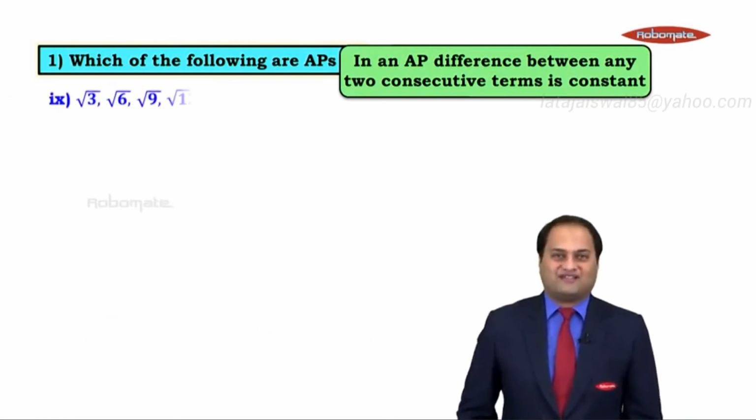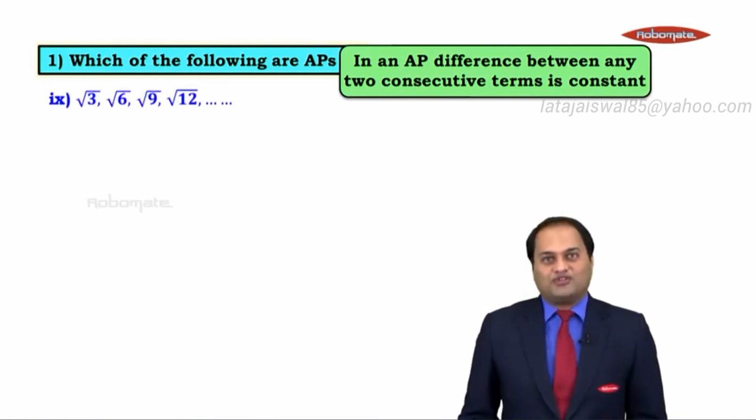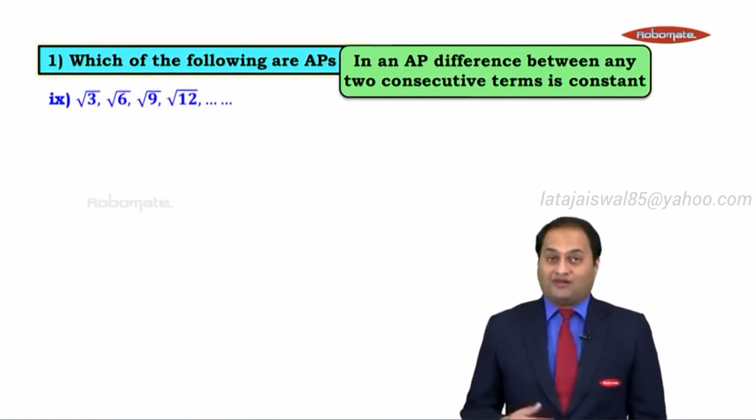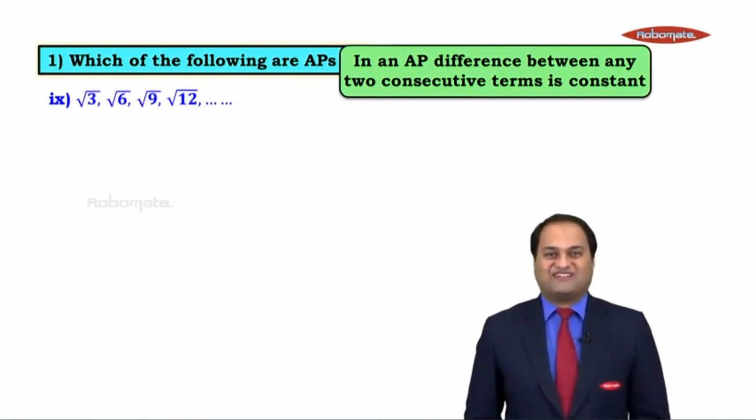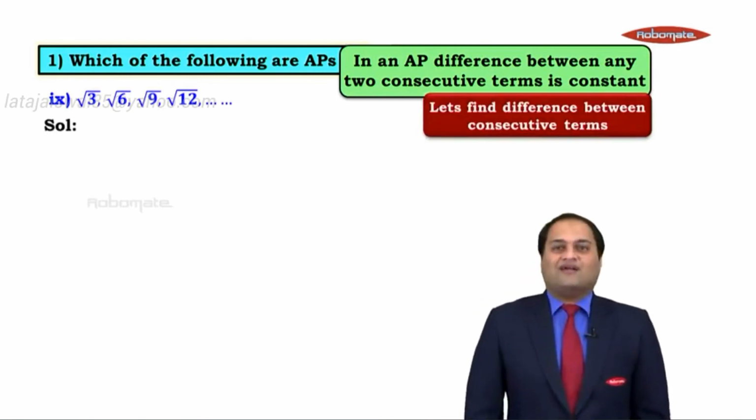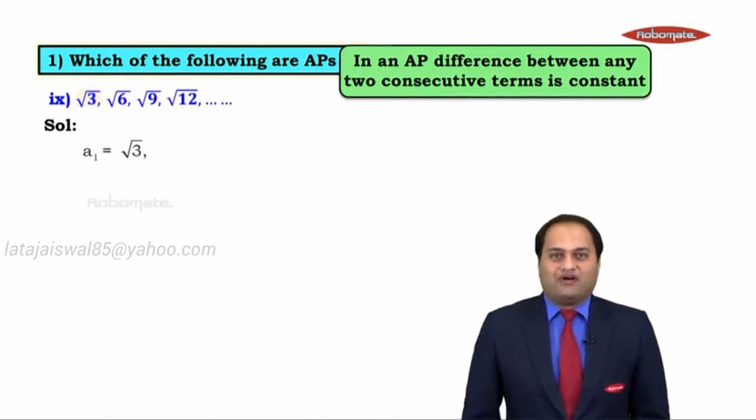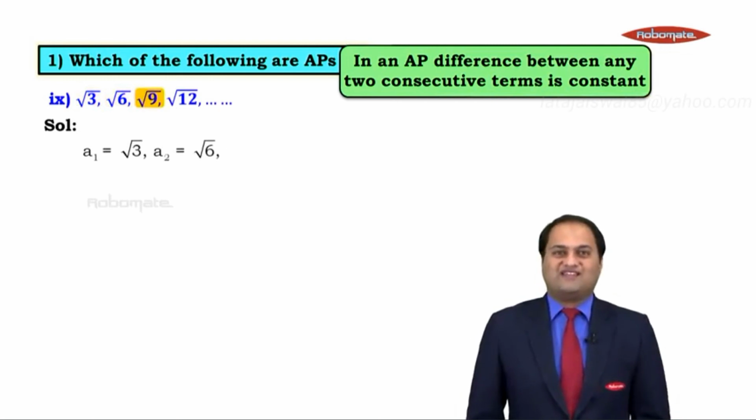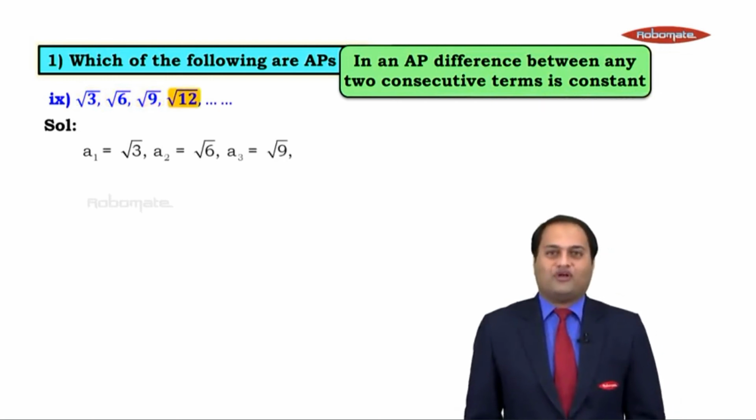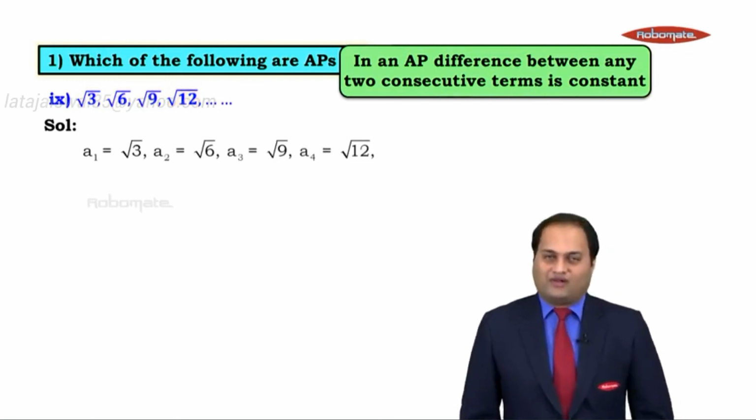Let's move on to the next sum. Root 3, root 6, root 9 and root 12. Now the sum is related to roots, right? Just take care of the calculations. Let's do it. Let's find the difference between the two consecutive terms. But before that, A1 is equal to root 3, A2 is equal to root 6, A3 is equal to root 9 and A4 is equal to root 12.